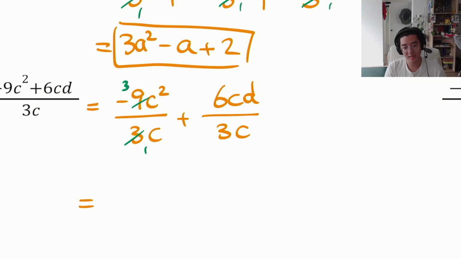And now, we notice here that we have c squared divided by c. That's the same thing as c to the power of 2 minus 1. Right? Again, exponent laws coming back.